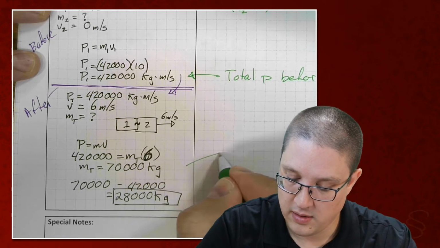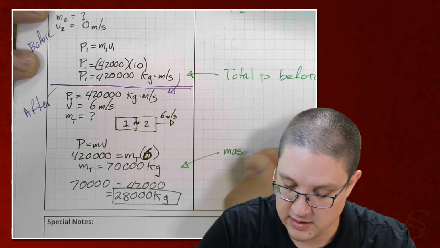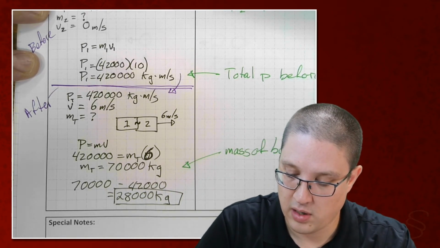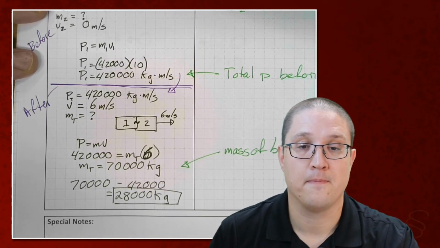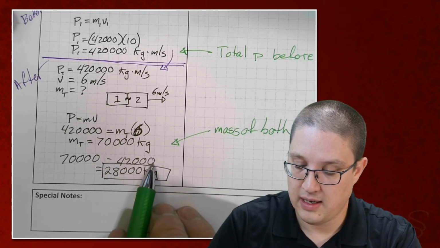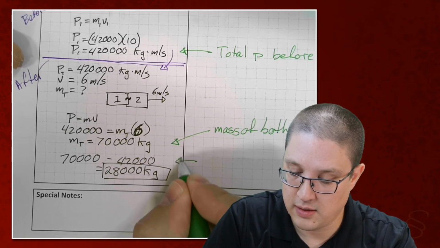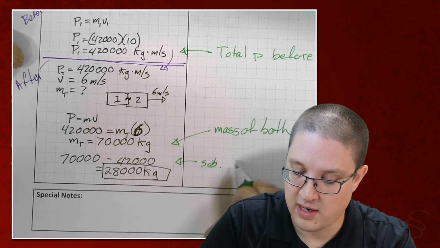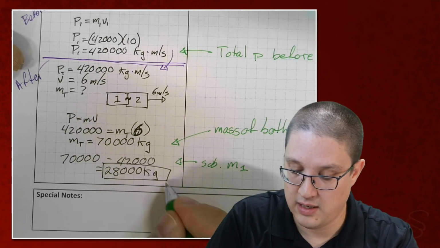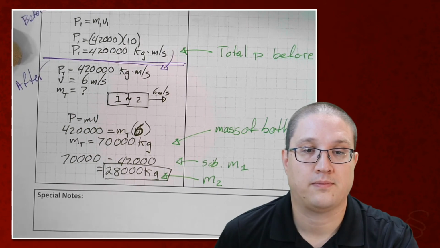So this mass here is the mass of both cars. The mass of both cars there is 70,000, and I subtract the mass of the first car there. This becomes the mass of the second car.